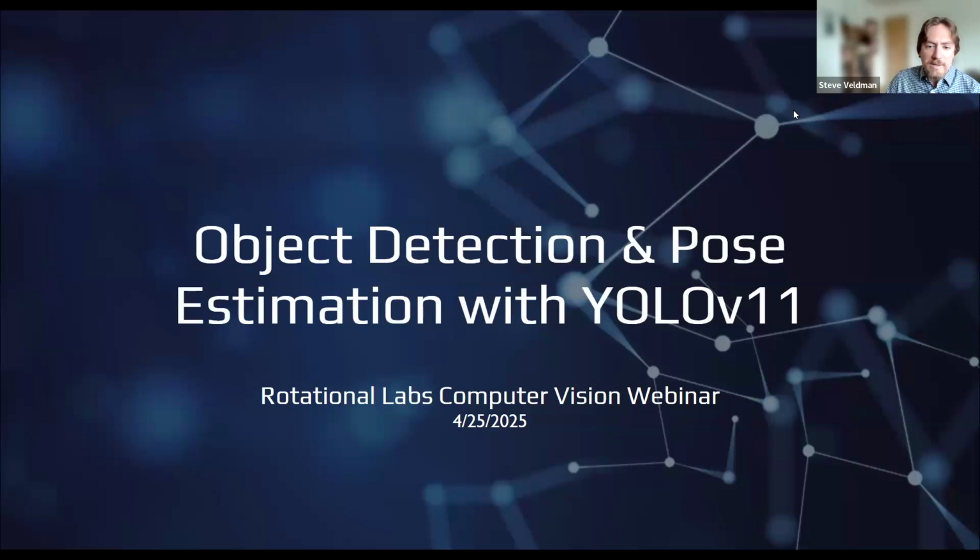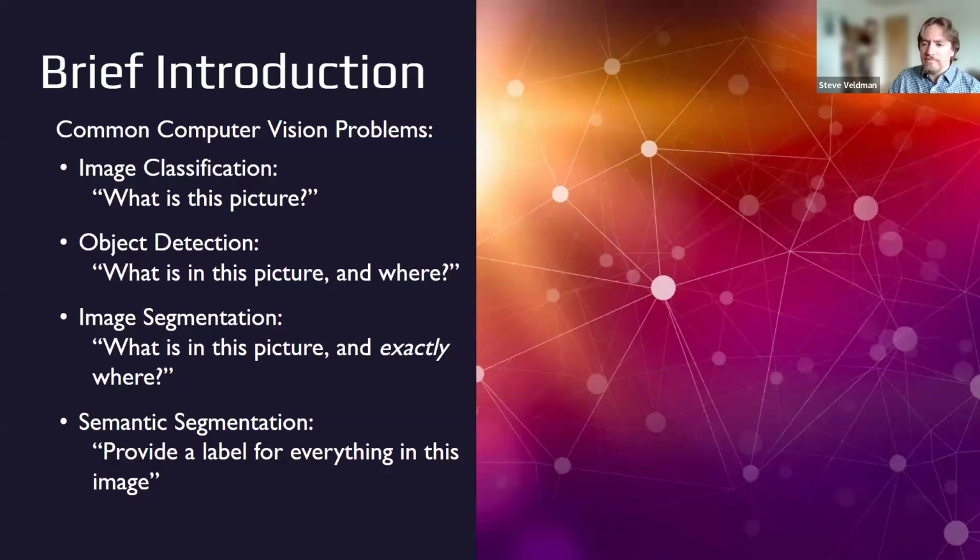I'm excited to talk about object detection and pose estimation with the YOLO algorithm today. I realize that everyone on the call could have varying backgrounds, so I wanted to start with a very quick high-level summary of some of the common computer vision problems that'll help give us a little bit of context around what we're going to talk about as we dive in. The most simple computer vision problem really is image classification. What is this picture? Is this a picture of a cat? Is this a picture of a fish? Is this a picture of a cancerous skin lesion? Any kind of way you could frame that problem, but what is this picture?